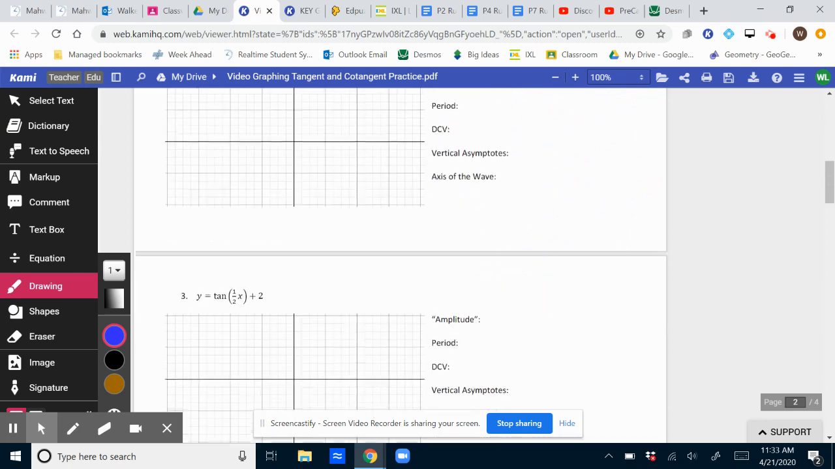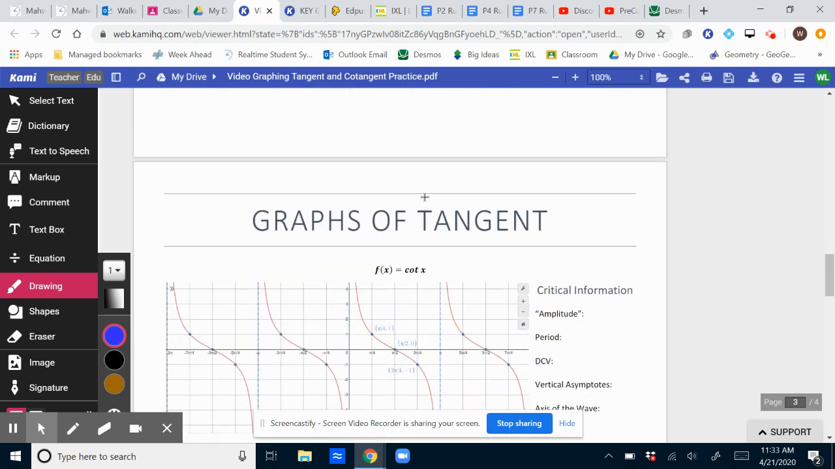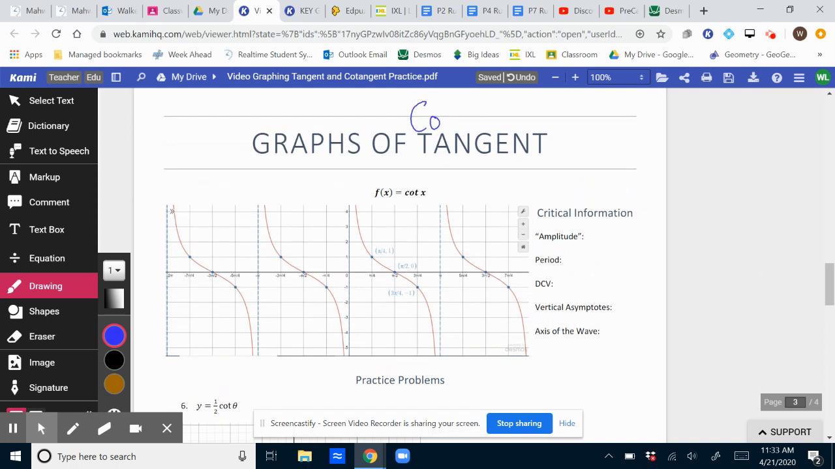Okay, so now page 3, the first thing at the very top of the page, this should say cotangent. My mistake. They're not both tangent. It should say cotan. Okay, so now for cotangent, what's the same? Amplitude, still A. Period, also pi over B. dCV, still period divided by 4, and the axis of the wave is y equals d.